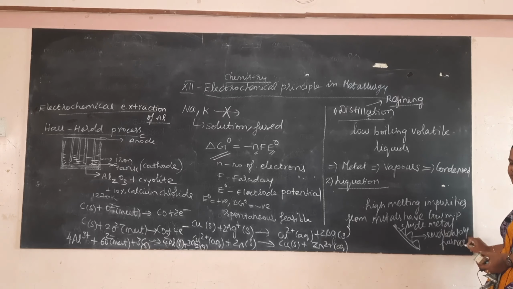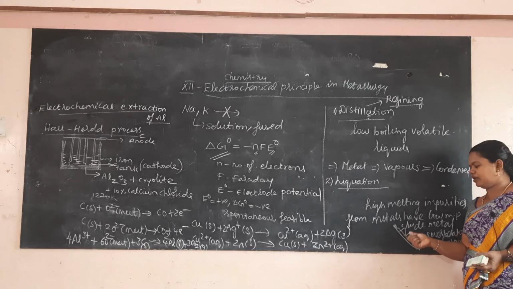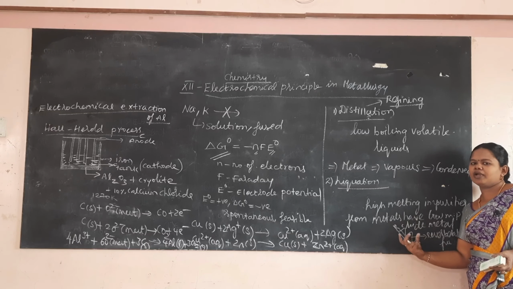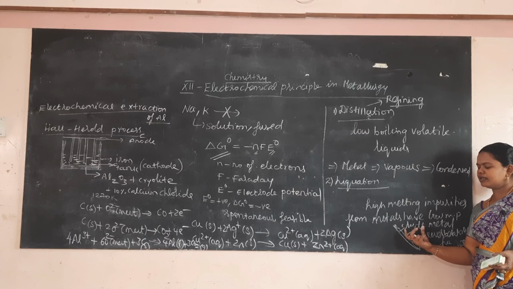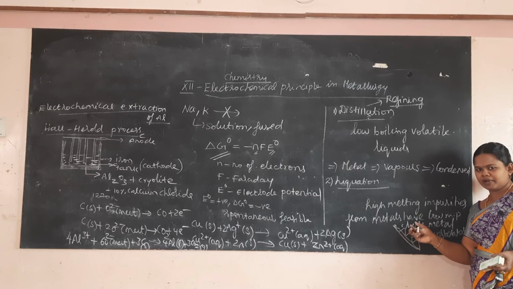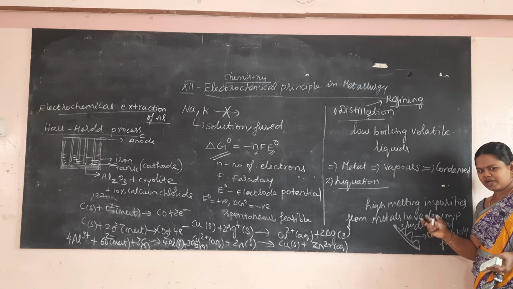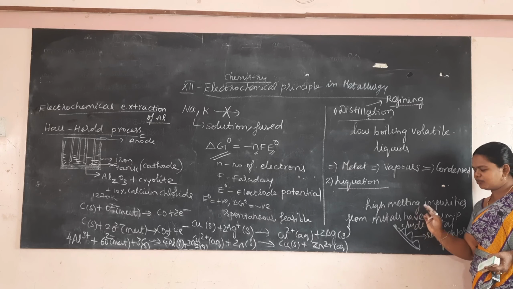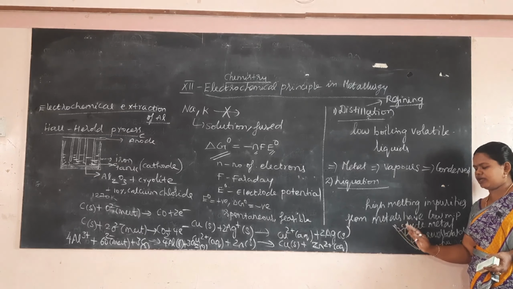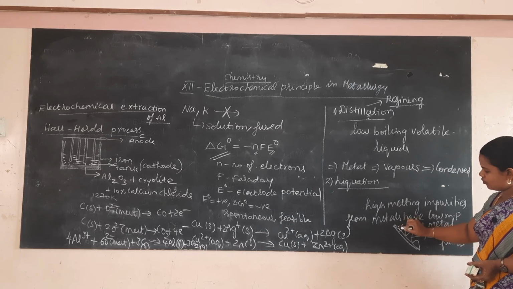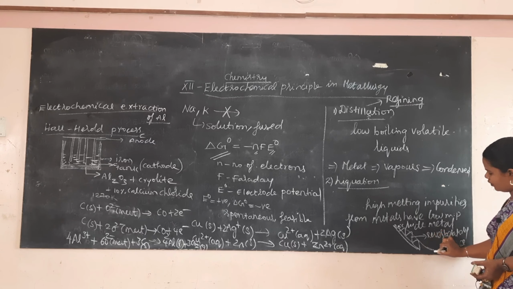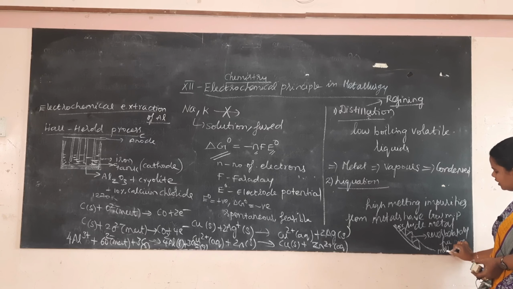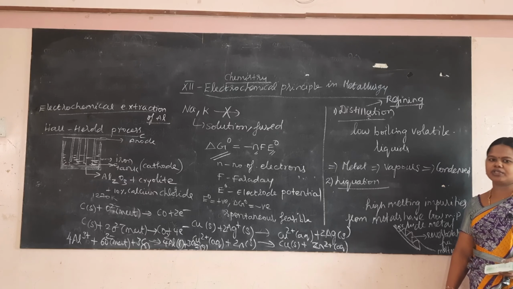The crude metal is melted above its melting point. So what happens? The metal will flow and melt because it has a low melting point, and the impurity will remain in the sloping hearth. Impurity will remain in the sloping hearth, whereas the molten metal will come downwards and we will collect the molten metal. So this is how we purify the crude metal and remove the impurity.